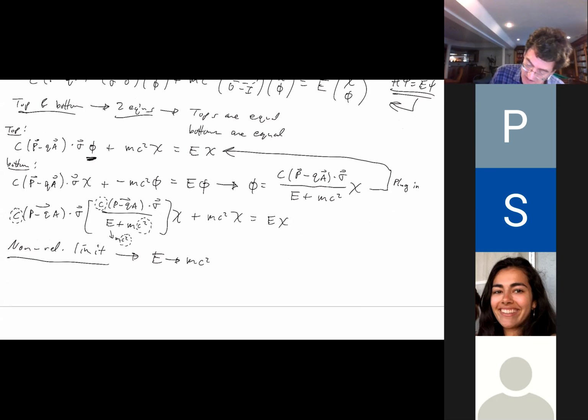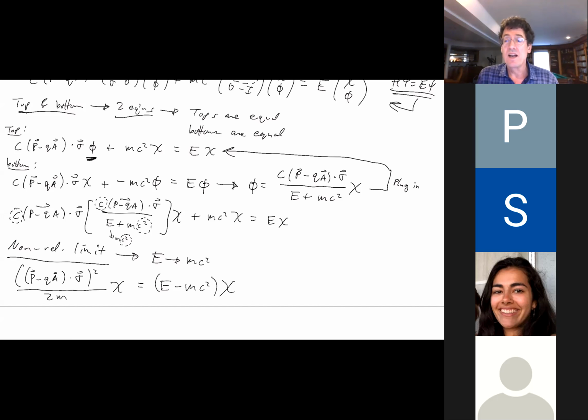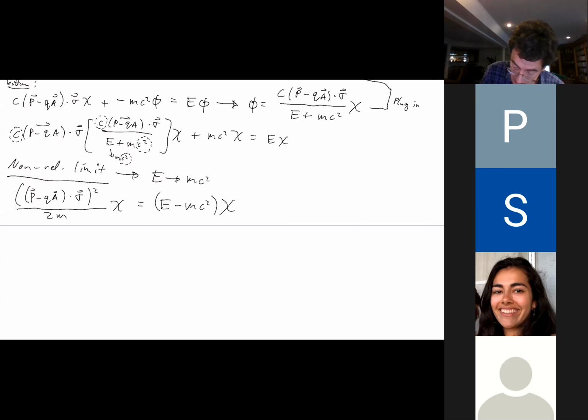And so when I do that non-relativistic limit, that equation turns into (p minus qA) dot sigma, squared, over 2m, because the c's went away, times chi, equals E minus mc squared, because I grouped the terms, times chi. Okay, do you see that? All right, so nothing fancy here. I haven't done any tricks yet, but I'm about to. So this is the non-relativistic limit.